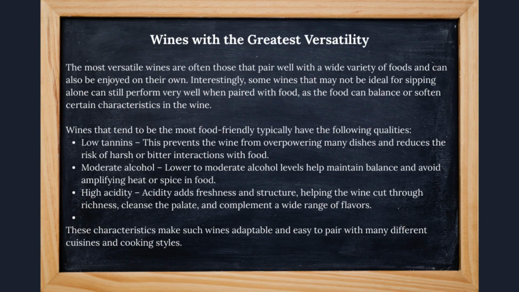Wines that tend to be the most food friendly typically have the following qualities. They're low in tannins. This prevents the wine from overpowering many dishes and reduces the risk of harsh or bitter interactions with the food. Moderate alcohol levels help to maintain balance and avoid amplifying the heat of a spicy dish. High acidity. Acidity adds freshness and structure, helps the wine cut through richness, cleanse the palate, and complement a wide range of flavors.